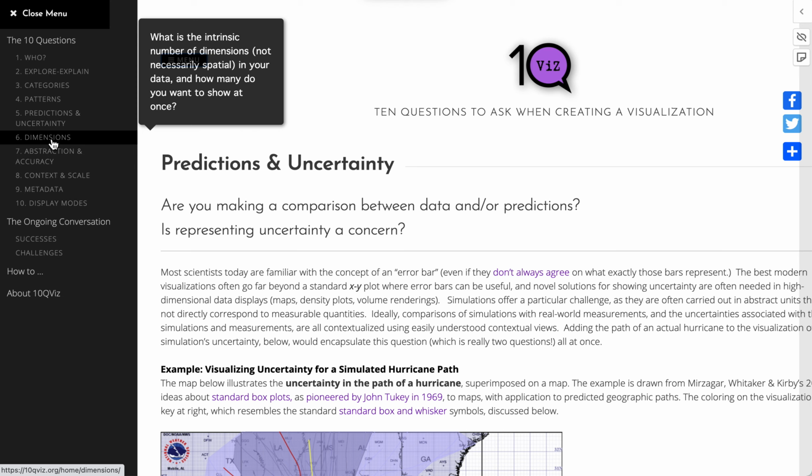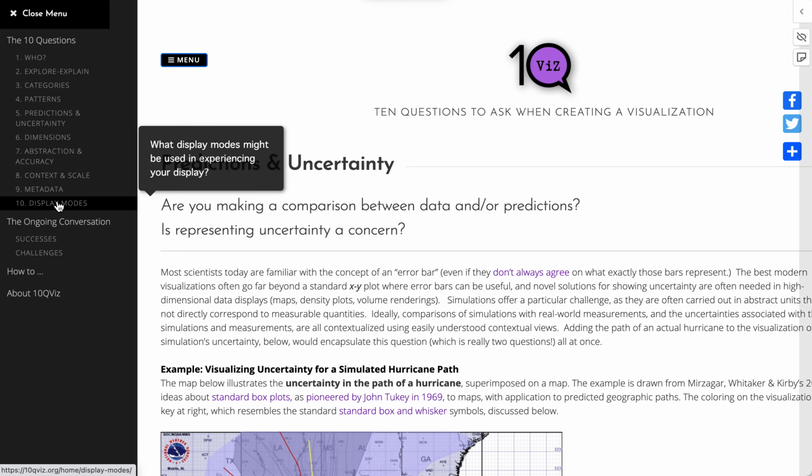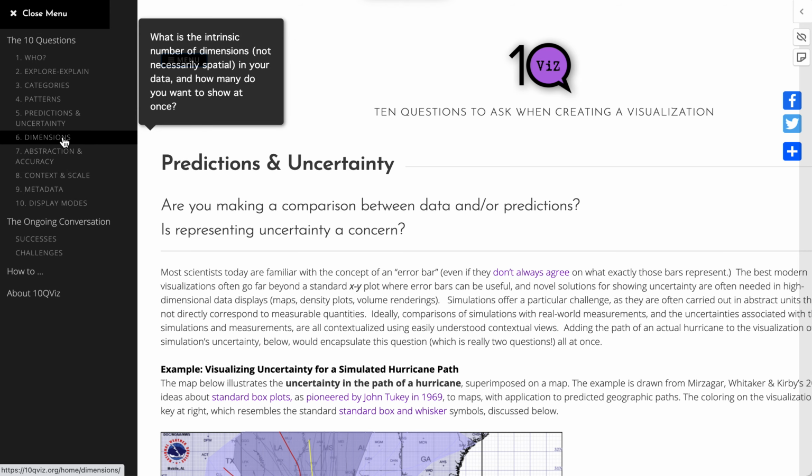That question number 6 is actually related here to number 10, which is what kind of display modes, a piece of paper, a flat screen, augmented reality, movies, moving augmented reality, do you have at your disposal? Which ones are the best to use? And how do you match that up to the dimensionality of your data?